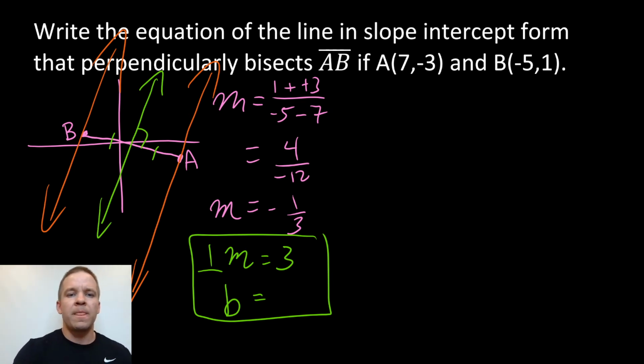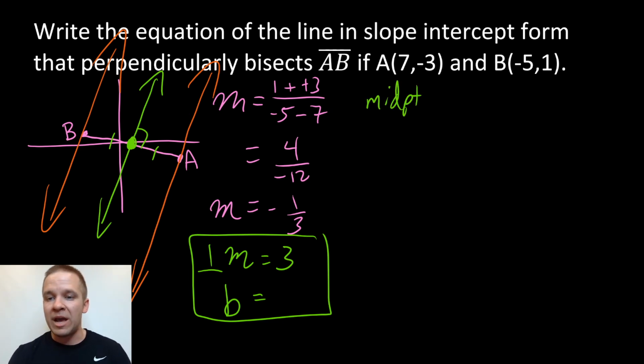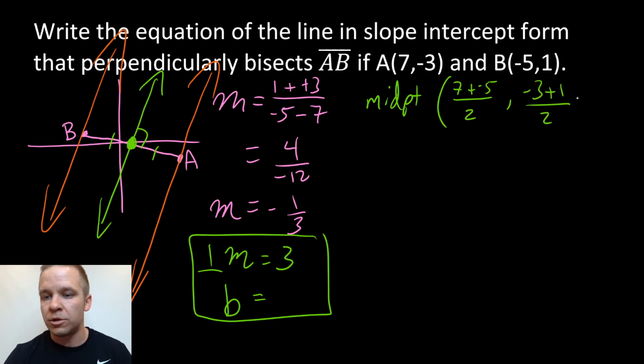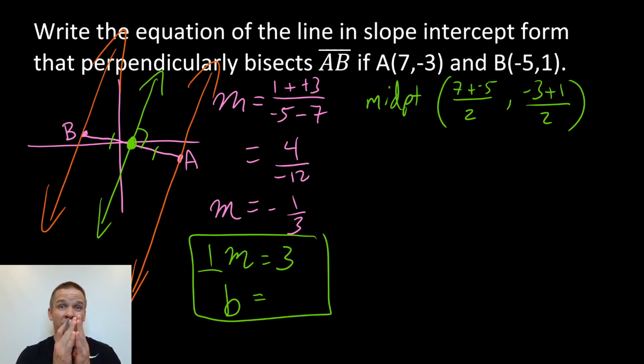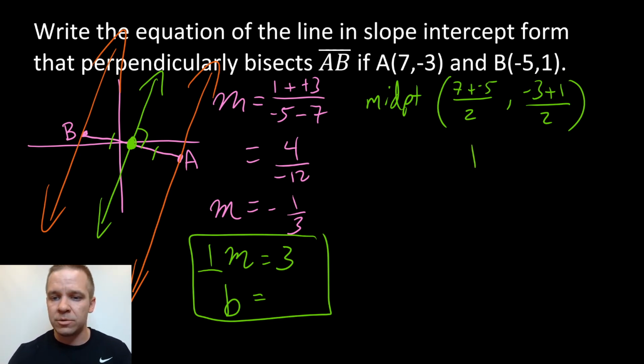I need to figure out a point that's on that green line, and also happens to be on AB, which I know some information about, and that is the midpoint of AB. So let's find the midpoint of AB. To get that, it's going to be the average of my x's and the average of my y's. In other words, we have (7 plus negative 5) over 2, and (negative 3 plus 1) over 2. Whichever ordered pair I pick first, I always do that for the next one as well, just like I did with slope. So I have 2 divided by 2 is 1, and negative 2 divided by 2 is negative 1. That's my midpoint.